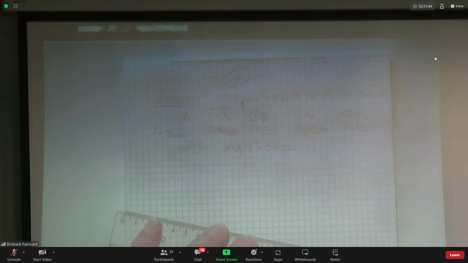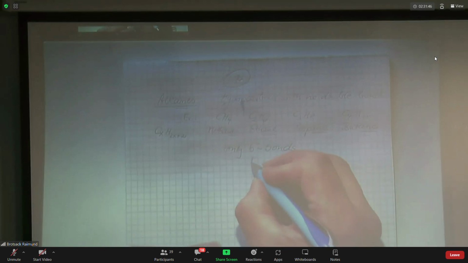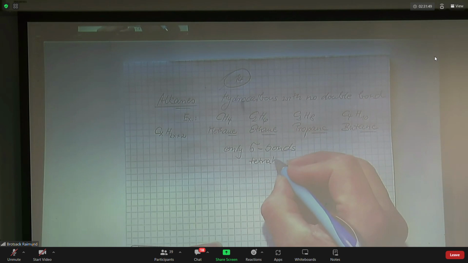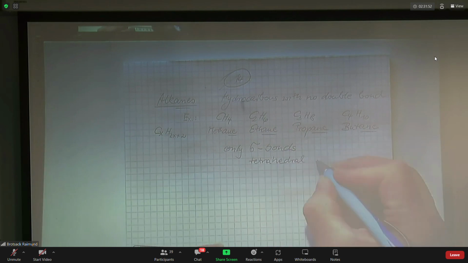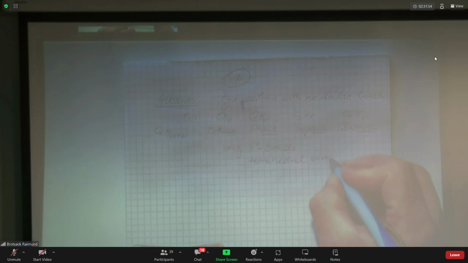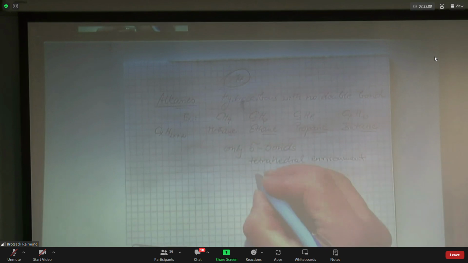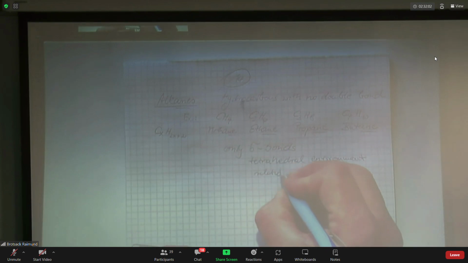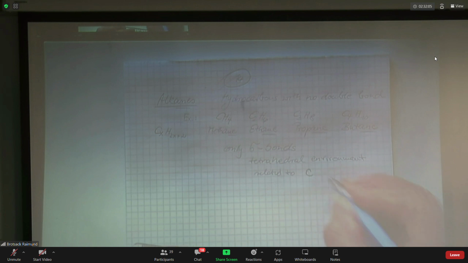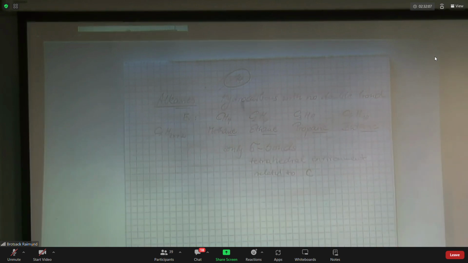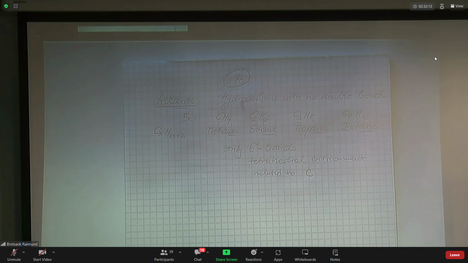So always a tetrahedral surrounding. A tetrahedral environment related to the carbon atoms. We saw it for the methane, and we even tried to describe it for the ethane, but it's the same for propane, butane. It's always a tetrahedral environment.